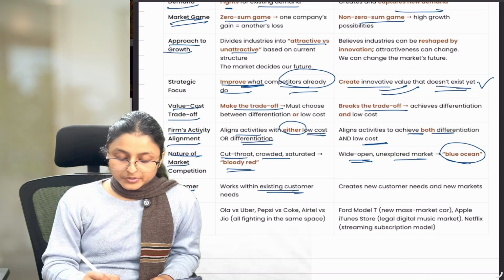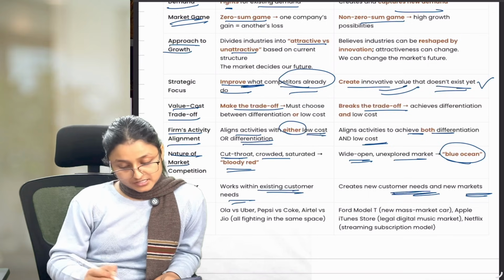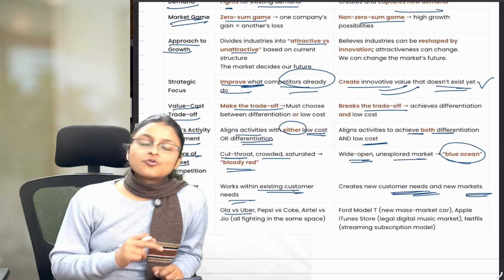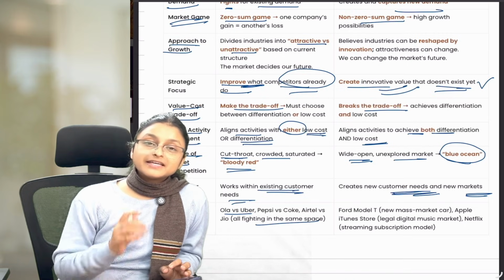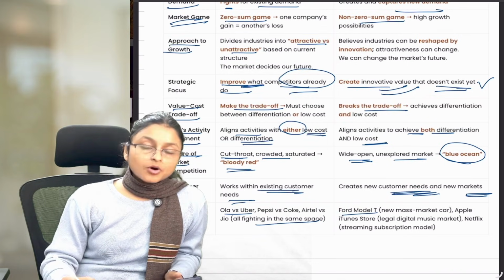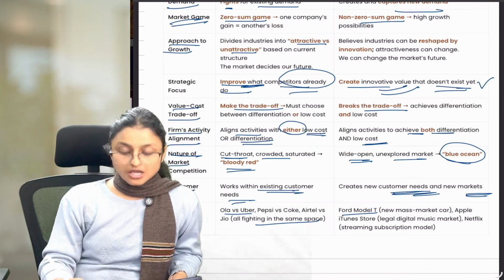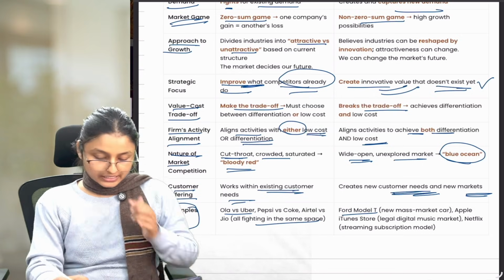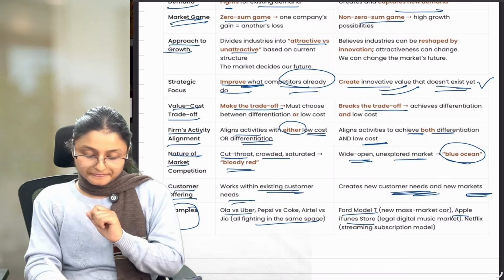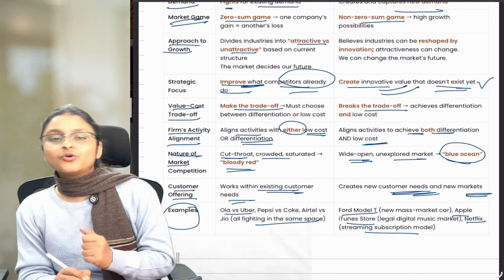Customer offering. Here we work with existing customer needs. Here we create new customer needs in new markets. Example, Ola versus Uber, fighting for the same market. Pepsi, Coke, Airtel, Jio, all of them are fighting in the same space for the same type of customers. But Ford Model T, when it was introduced, it was the only one who was providing this type of service. What type of service? We'll see right now in detail. Apple iTunes was the first one who provided legal music without piracy. Netflix was the first one to provide streaming using subscription mode.